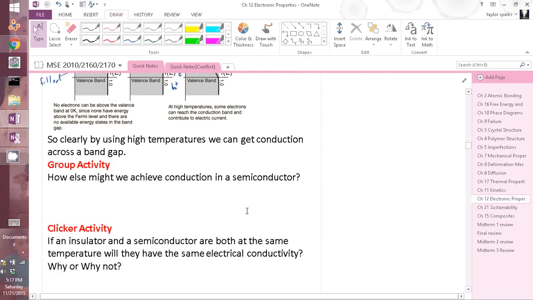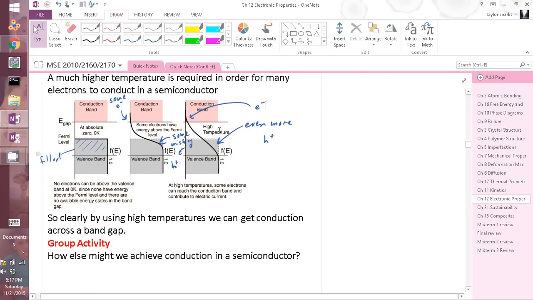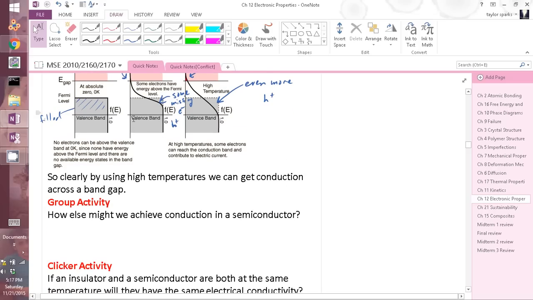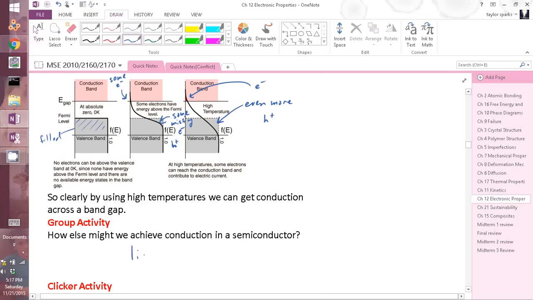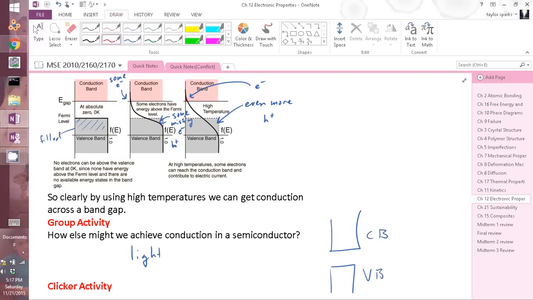So another question is, how else? Clearly, temperature is one way to promote carriers from the valence band up to the conduction band to make a semiconductor more electrically conductive. How else might we do it? There's a number of ways. One really important one that we're going to talk about later in this chapter is light. Basically, if you have a conduction band and a valence band, here's our valence band, and here's our conduction band, and we introduce a photon of light with sufficient energy, it might hit an electron here and promote it up to here, creating a hole here and an electron there.